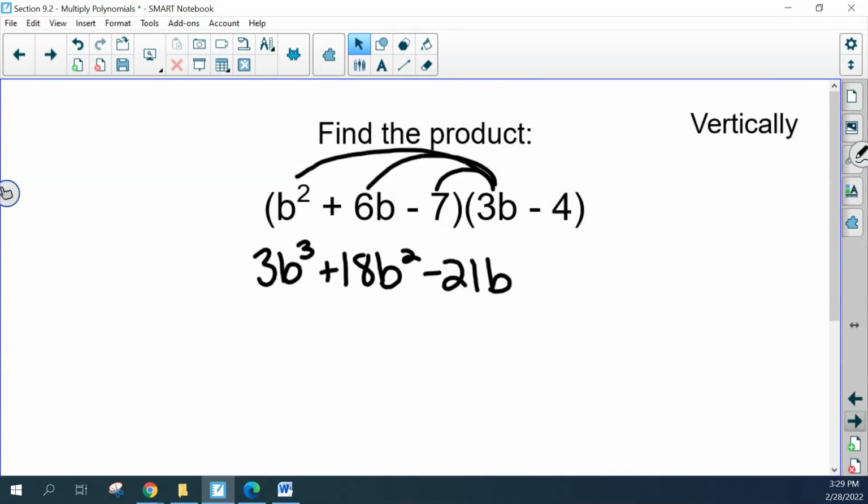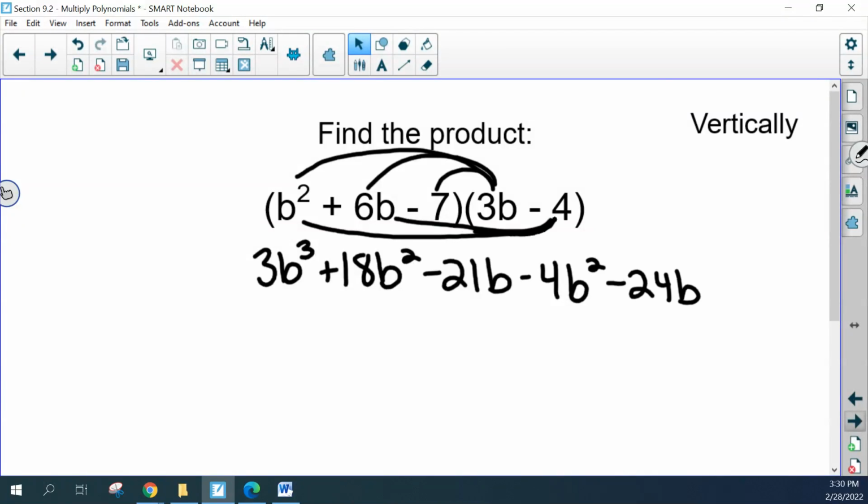And then we need to go through and do this for negative 4. So negative 4 times b squared is negative 4b squared. Negative 4 times 6b is negative 24b. Negative 4 times negative 7 is a positive 28. So we have one more step.